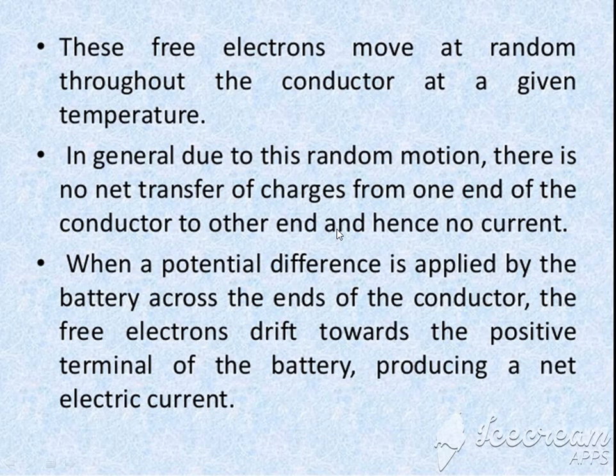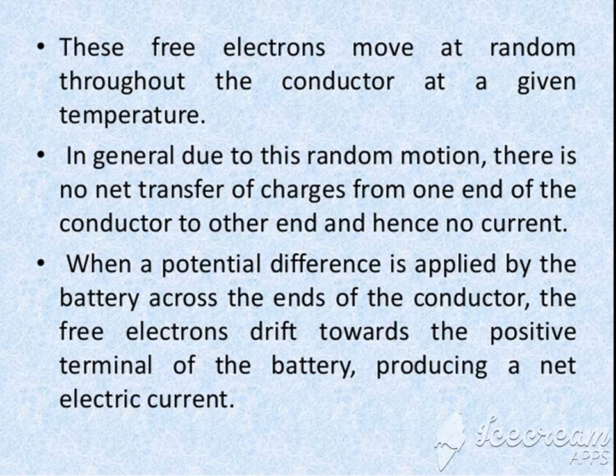These free electrons move at random throughout the conductor at a given temperature. So when they are not connected to an external electric field or external force, they are moving in random directions. In general, due to this random motion, there is no net transfer of charges from one end to the other end of the conductor. Hence, no current flows in the conductor. But when a potential difference is applied by the battery across the ends, these free electrons drift from the negative towards the positive terminal, producing a net electric current.